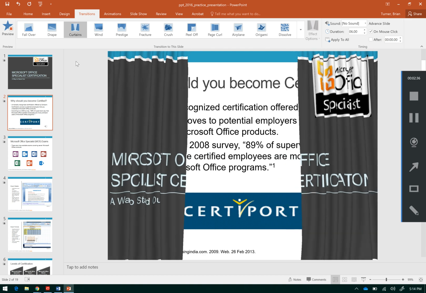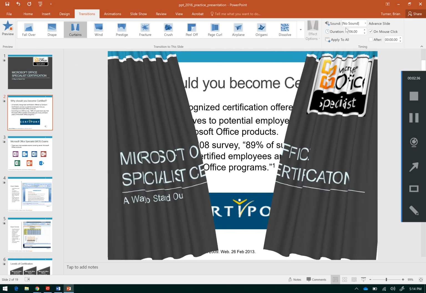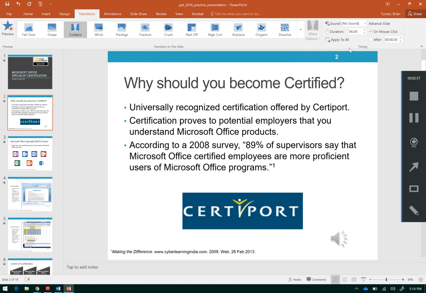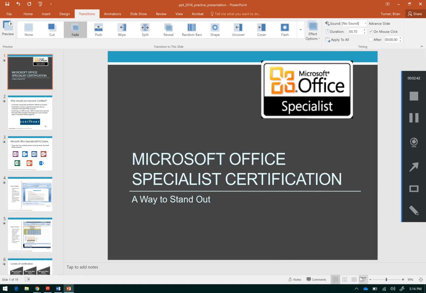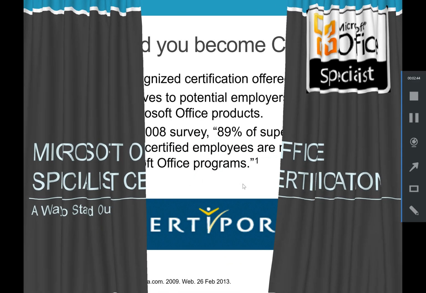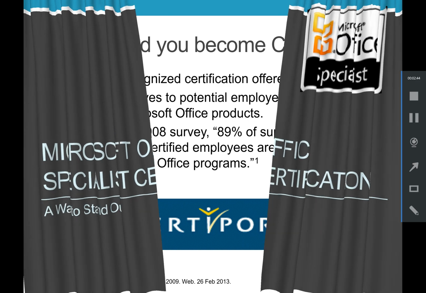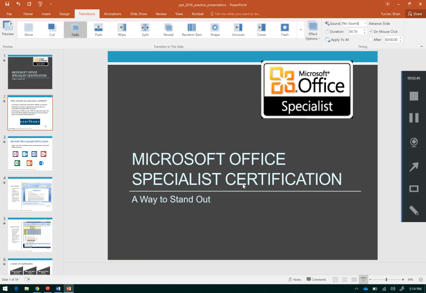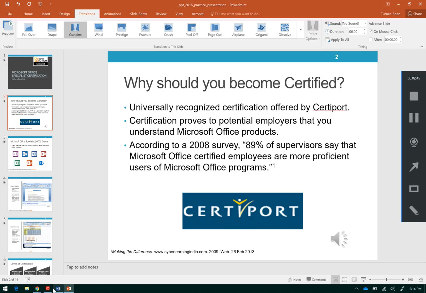They don't really want us to do anything with the duration or the timing, so don't touch anything over here, but just in case the test question does want you to affect the duration, you can drop it or increase the duration right here. Now if I play my slides from slides 1 to 2, I should see that curtain transition.